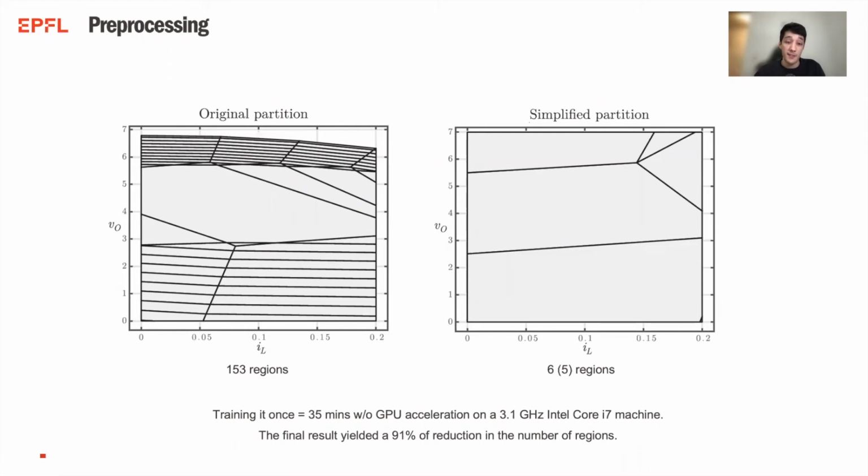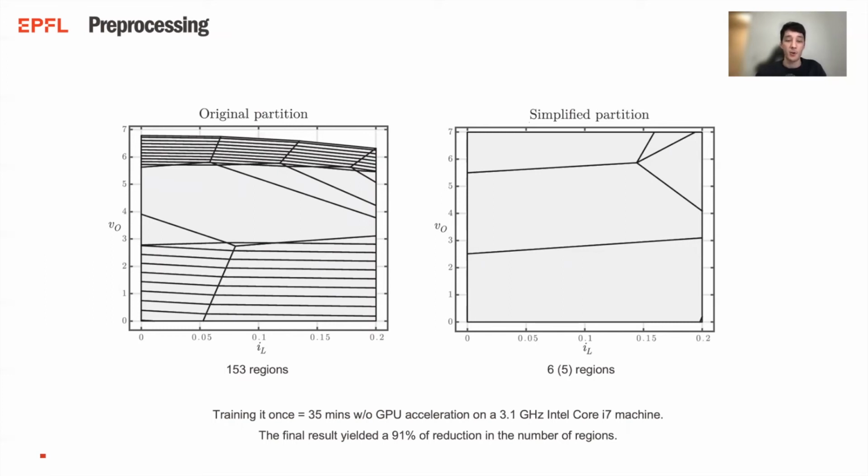By the way, it only has 32 bits. On the right-hand side, we see the simplified version of it after we used our neural networks. And it's way, way, way simpler. It only has 6, actually kind of 5 regions because one is really tiny. And this could be easily implemented and deployed on our microcontroller. So overall, an excellent simplification result.